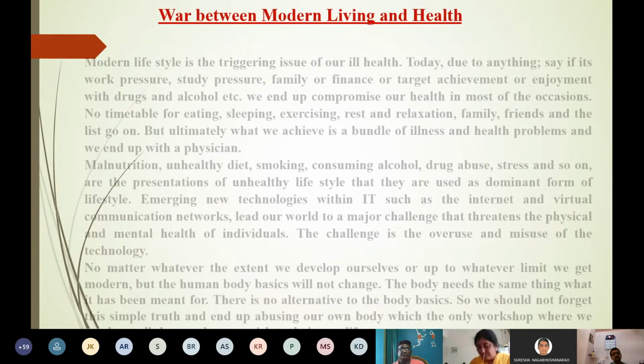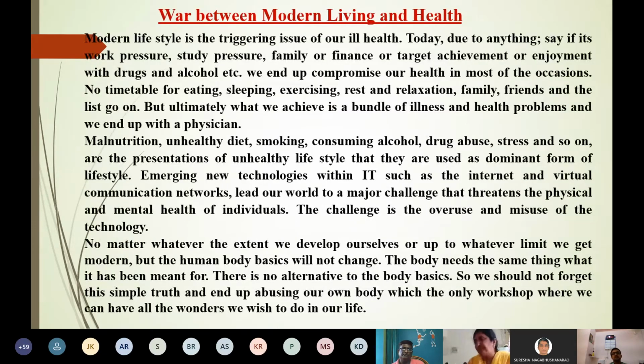This is the biggest problem now, whether to choose modern living or health. As I was discussing from the beginning till now, every time what is being seen is that because of something or the other, modern living and lifestyles, we are compromising with our health. It is triggering the issue of our ill health.